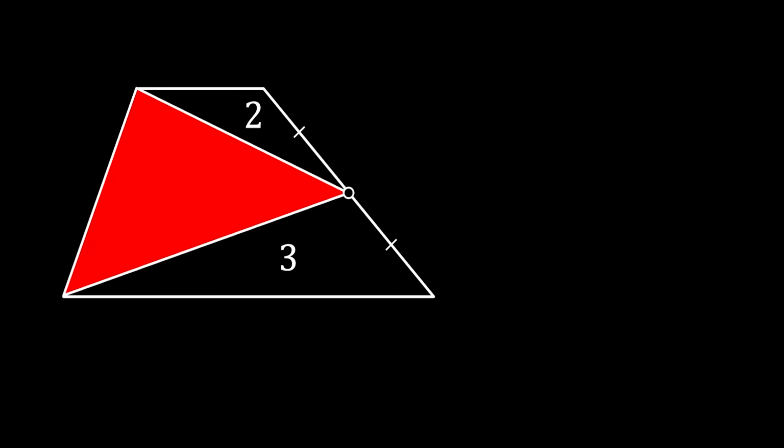So the solution is quite simple. If the point is located exactly in the middle of the leg of the trapezium, then the area of the middle triangle is nothing but the sum of the areas of the other two triangles, so the area of the middle triangle is 2 plus 3, which equals 5. And as you can see, you don't need more than a couple of seconds to do this.